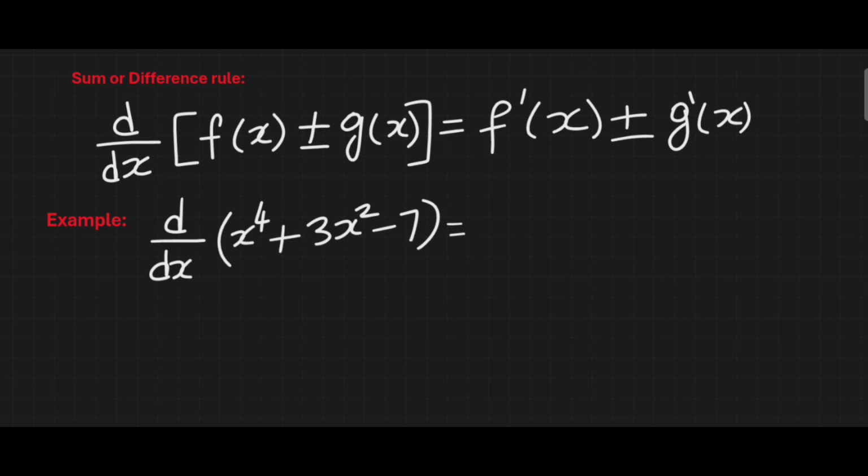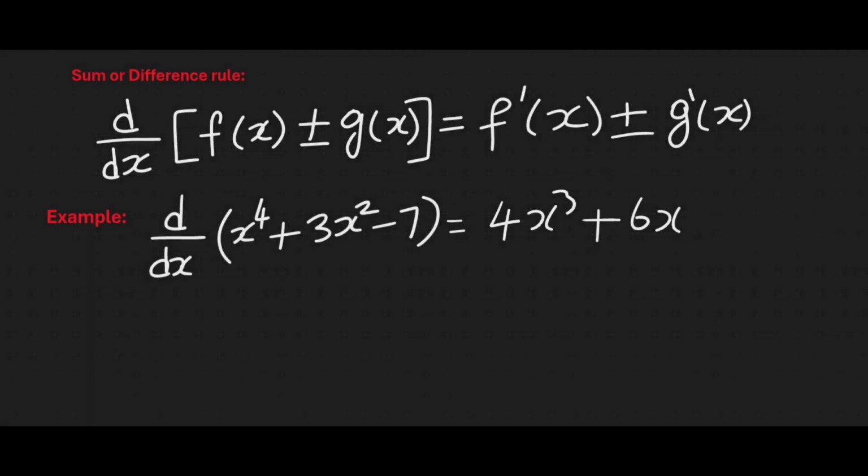For example, we have d by dx of x to the power of 4 plus 3x square minus 7. Differentiate x to the power of 4, which is 4x cube. Then differentiate 3x square, which is 6x, and the constant becomes 0. So the answer is 4x cube plus 6x.